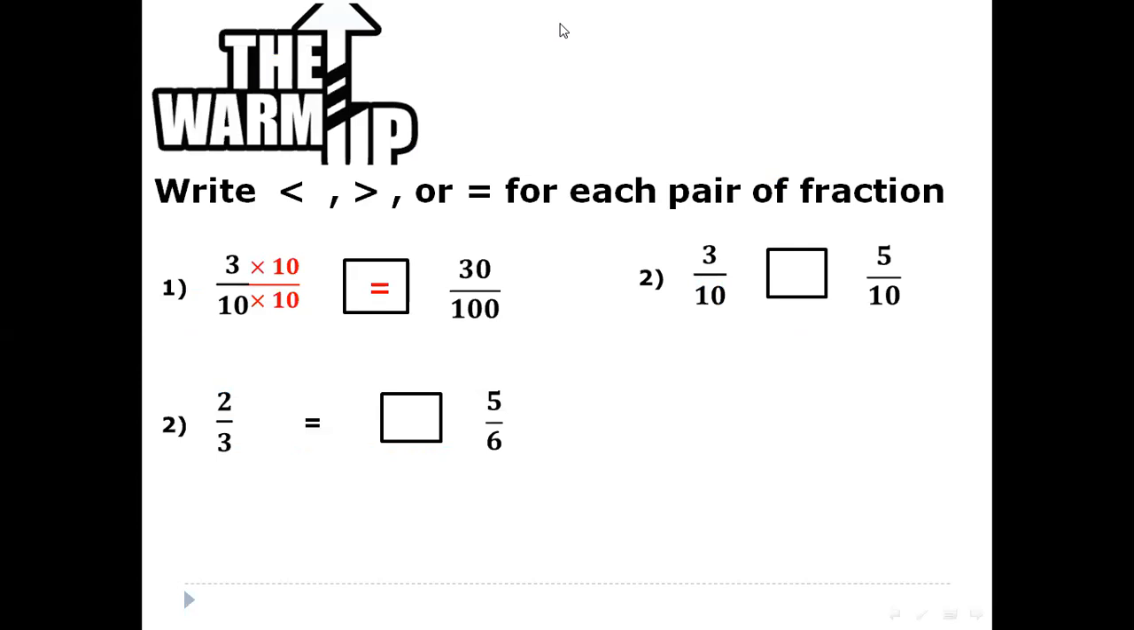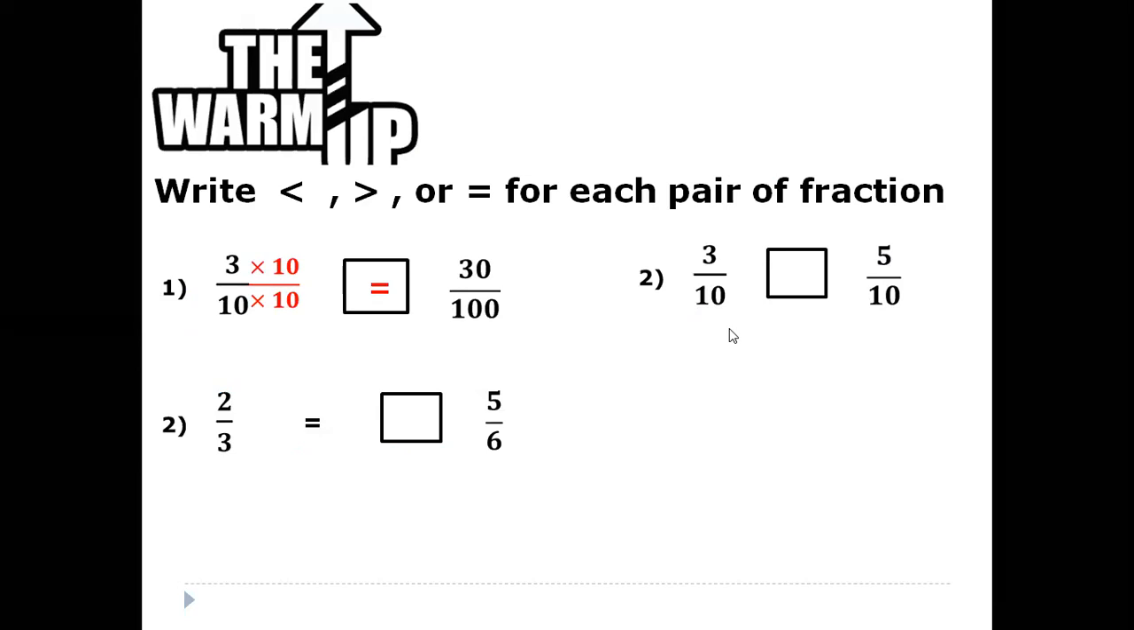Look at number 2. We have 3 over 10 and 5 over 10. They have already the same number in the denominator, 10 and 10. So just look at the numerators. Which number is bigger? 5 is bigger. So 5 over 10 is bigger than 3 over 10.